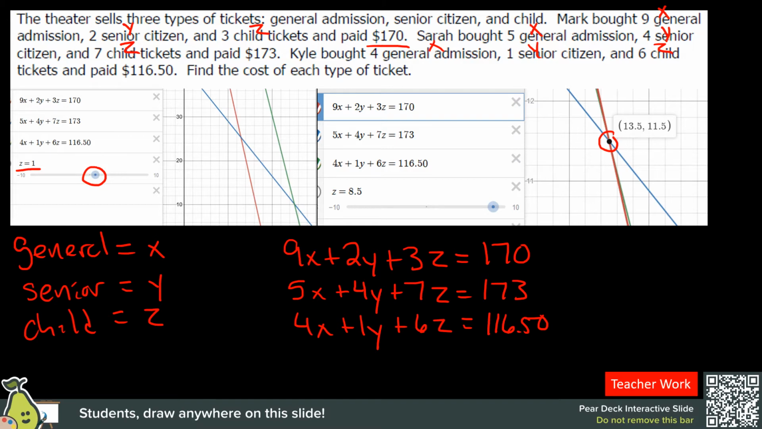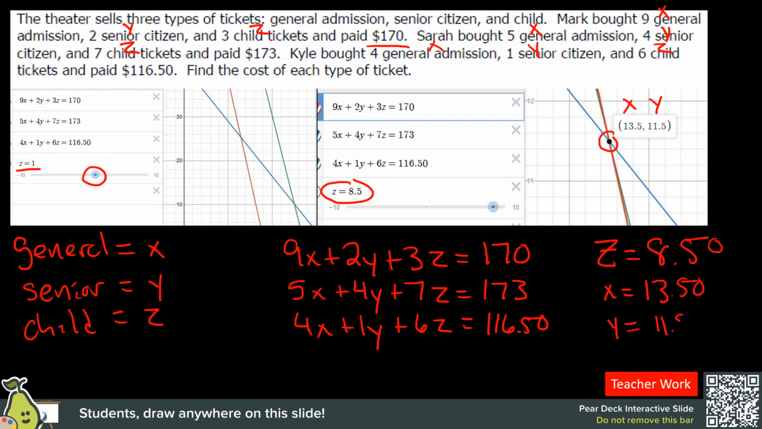So that means that my z value here was 8.5. So that means that the child tickets are $8.50. And then at that point, this is where we would get our x and our y value, right? This is our point. That means that x is $13.50. So the general admission tickets are $13.50, and our y value was $11.50, which means that our senior citizen tickets are $11.50.